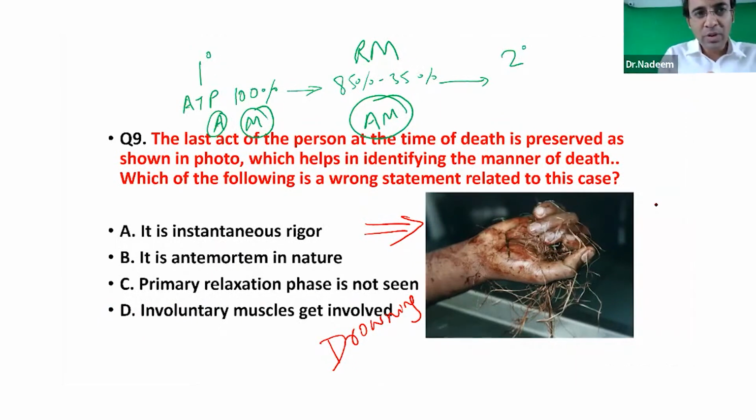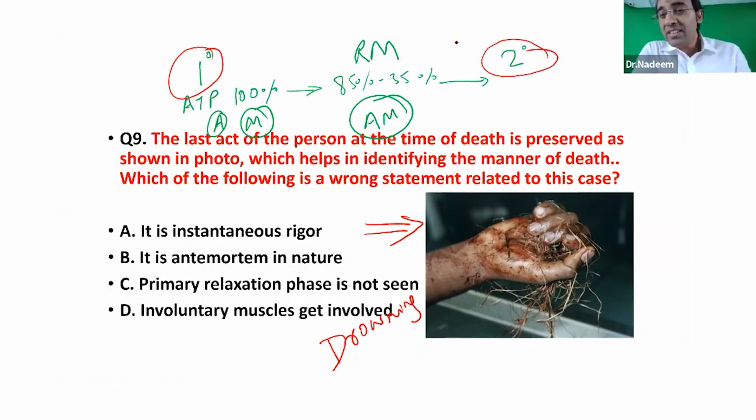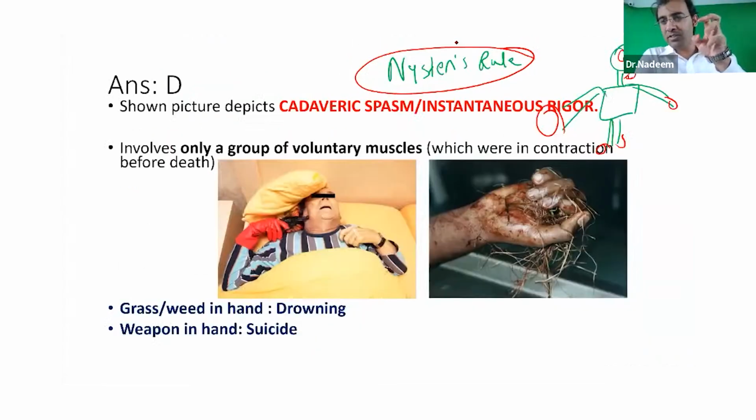first of all, there should be primary relaxation followed by secondary relaxation. But there is a special condition. What is happening here? Just after death, there will be sudden spasm of a particular group of muscles, which is called cadaveric spasm. Instantaneous rigor. Only voluntary muscles. In rigor mortis, voluntary as well as involuntary muscles both get involved.